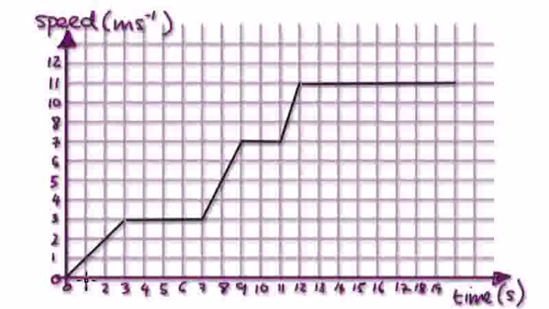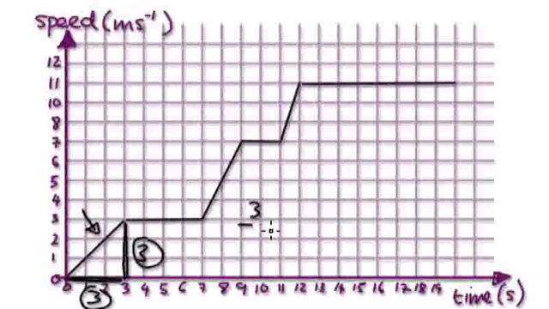Okay, so the acceleration between 0 and 3, the acceleration is the gradient of this line here. Let's look at this. The acceleration is, work out the gradient. The height here is 3, and the across here is also 3. So the acceleration is 3 divided by 3, which is 1.